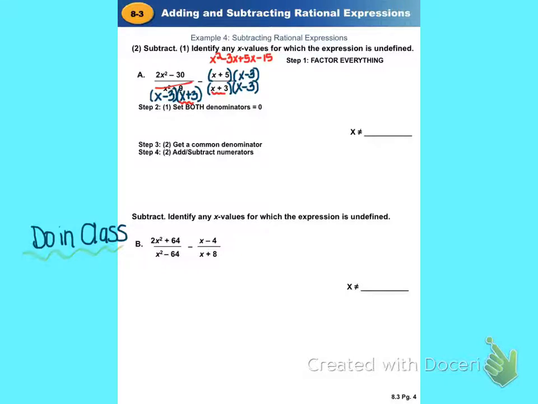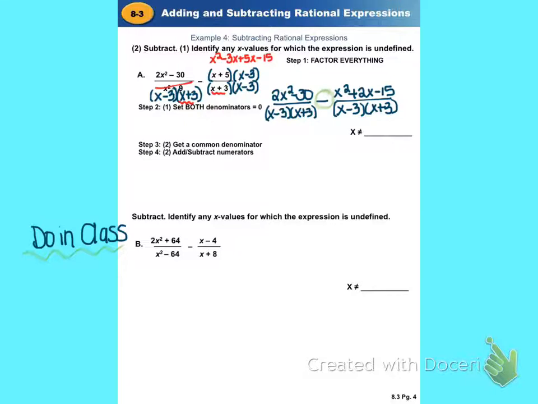Now let's go ahead and rewrite our separate terms. We have 2x squared minus 30. We have a denominator of x minus 3, x plus 3. We are subtracting from that x squared plus 2x minus 15. And again, we have the same denominator, so x minus 3, x plus 3. So now we're to the point where we just have to put our like terms together by subtracting. And again, remember, this is a subtraction, so we're subtracting like terms.